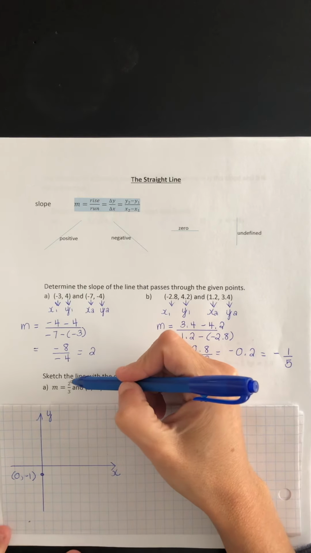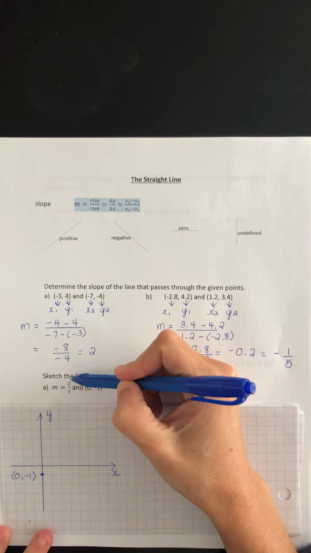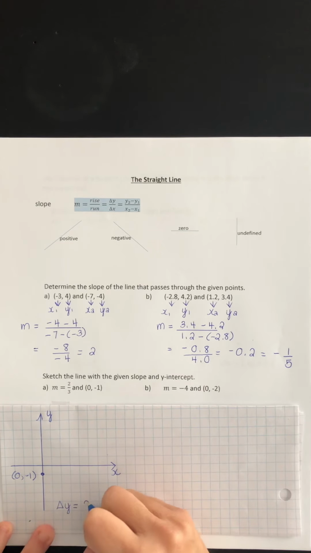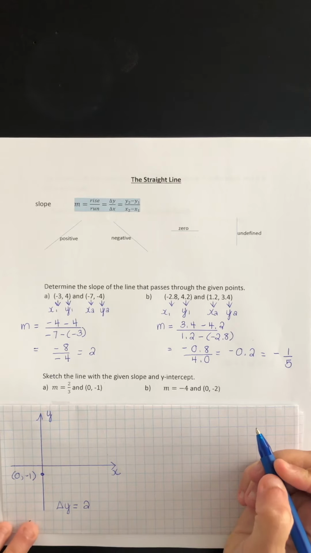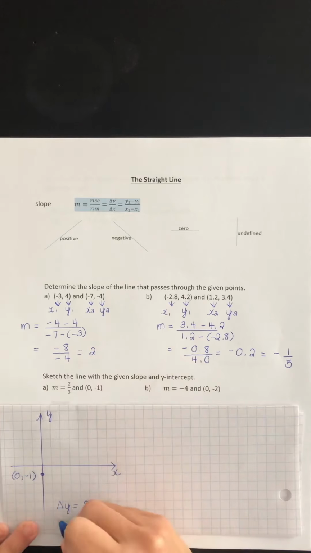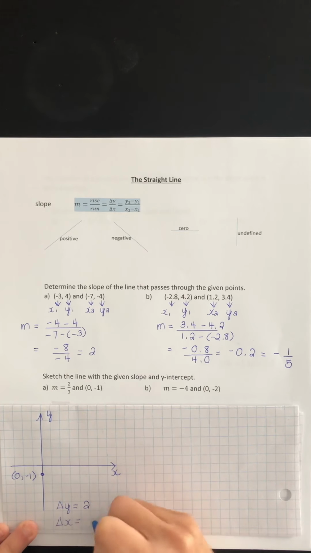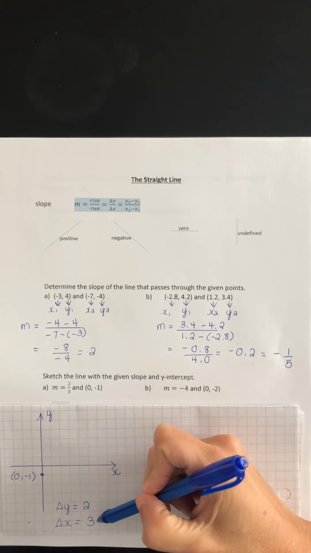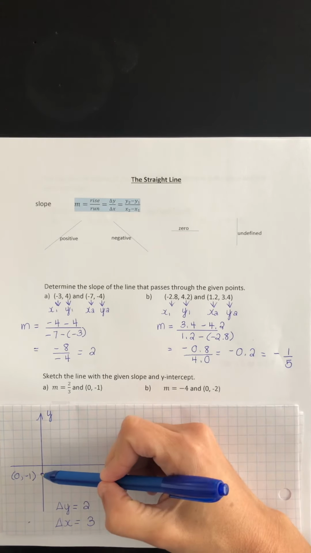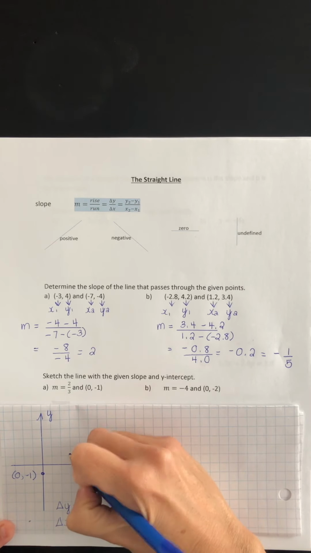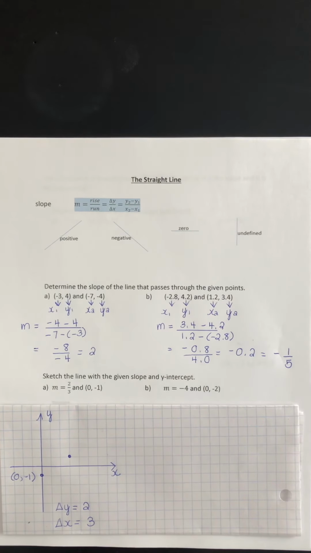You see, we know here that the change in y is the numerator, so the change in y is +2. So what does that mean? That means up 2. The change in x is also positive. It's +3. So what does that mean? It means 3 to the right. So from this point, I need to go 3 to the right and 2 up. 3 to the right and 2 up. Right there is the second point on the line.